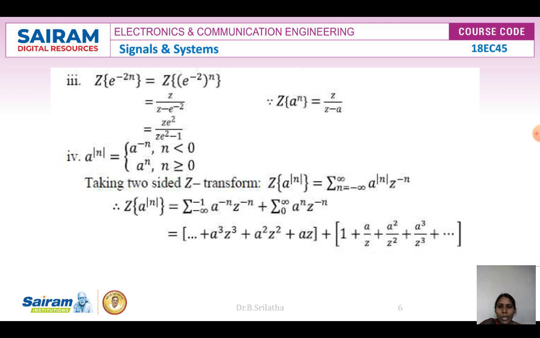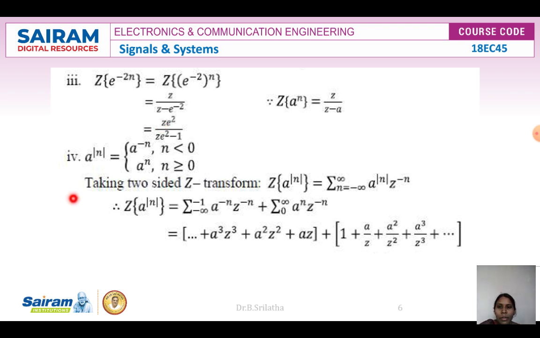We can write e power minus 2 as 1 by e square. With 1 by e square in the denominator, e square is the LCM. So z into e square divided by z e square minus 1, as that e square goes to the numerator. So z e square divided by z e square minus 1. This is the third one.